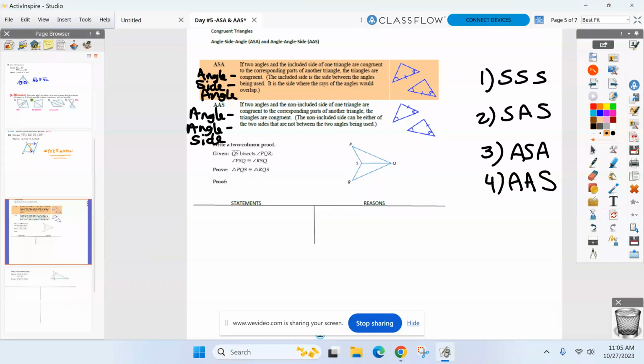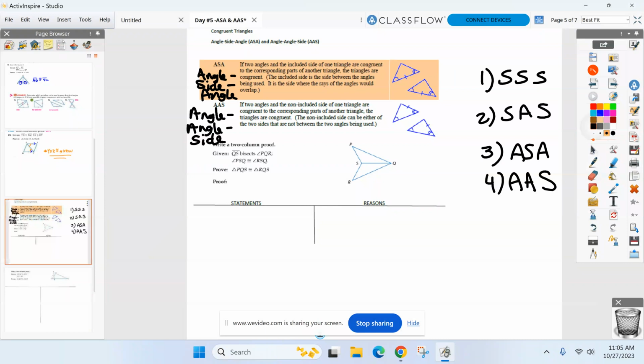So, honors kids, what I'm trying to get to you: if you have 2 angles and one side, you're good. It's just a matter of where that side is, in between or not. There is a 5th method. That's going to be after the quiz, because it is totally different from these 4. These are the 4 you're responsible for on the quiz.